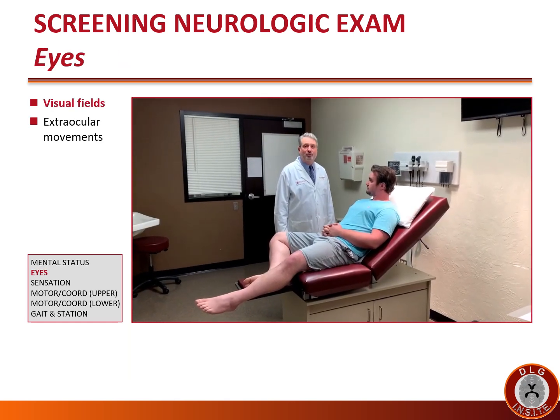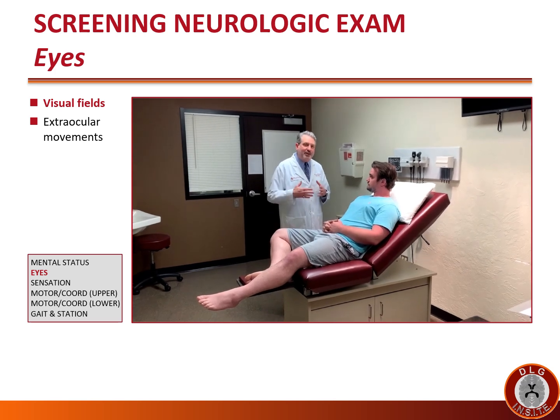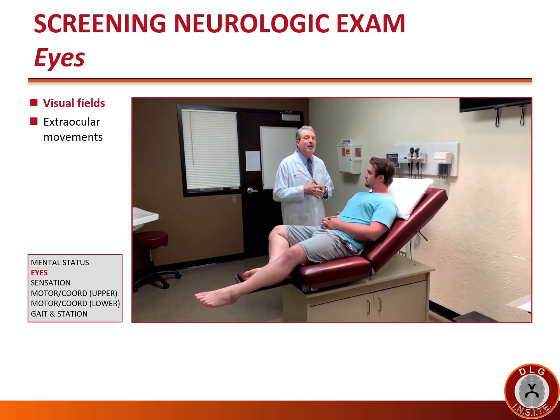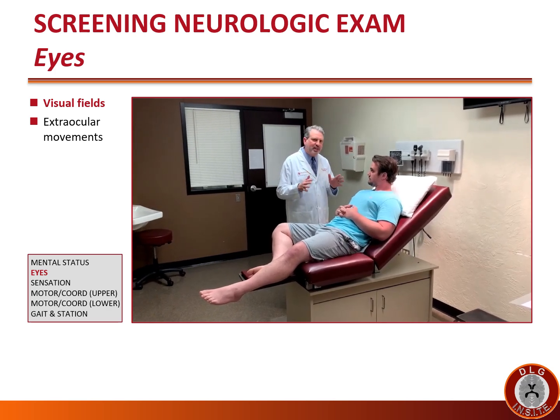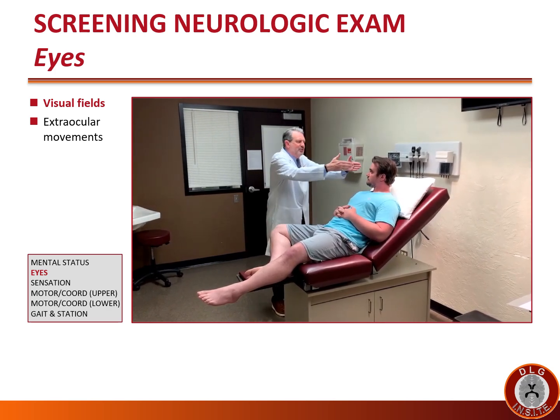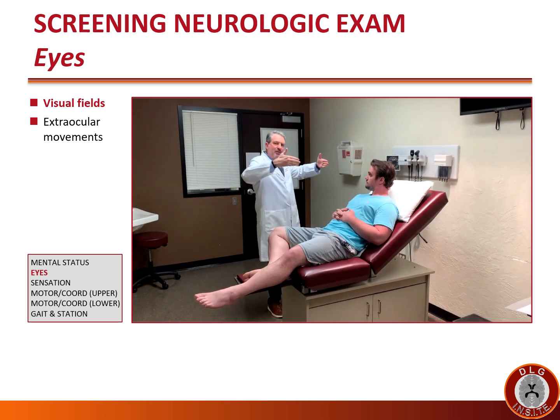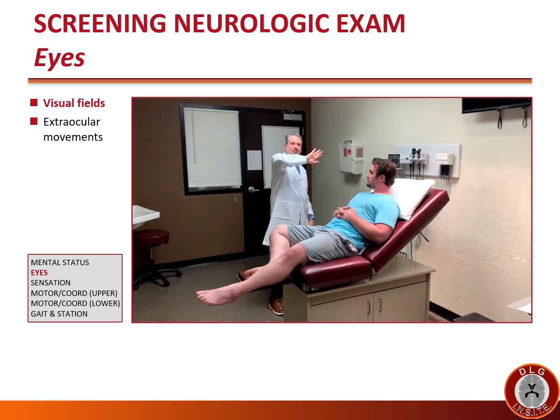Now let's test visual fields. Now, visual fields is actually one of the easiest things to test for a neurologist and somehow one of the hardest things to test for non-neurologists. So let's understand what we're doing here. The patient's visual fields are like an ice cream cone. They come out like this, and then there's a curve to them.